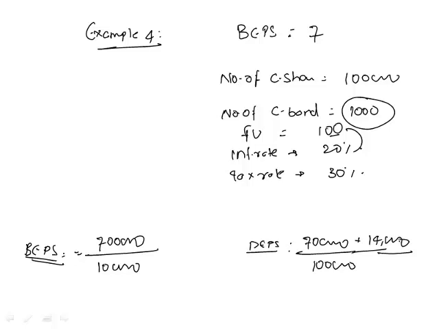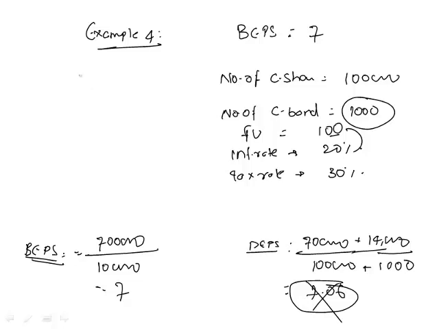Should I repeat again? 1,000 into 100 into 20% is 20,000. Into 70% is 14,000. After tax interest. Denominator will increase by how much? 1,000. If you calculate revised EPS, 7.06. Is it greater than the basic EPS of 7? Yes. Which means the security is anti-dilutive. And if the security is anti-dilutive, your basic EPS and diluted EPS is same, which is 7.